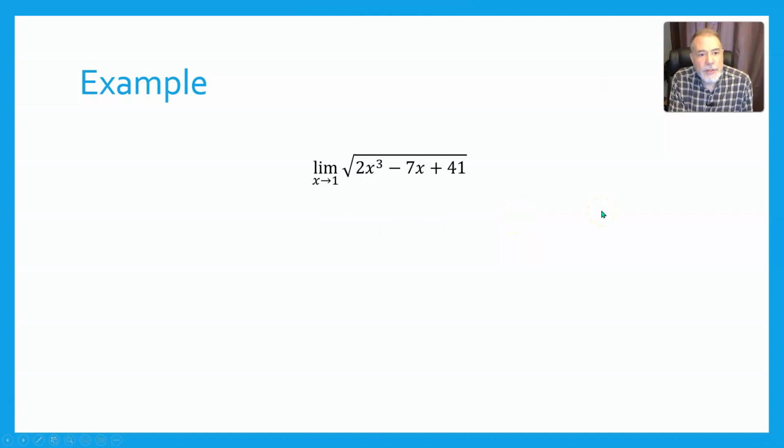Another example, what's the limit as x approaches 1 of the square root of 2x cubed minus 7x plus 41? Well, the 2x cubed minus 7x plus 41 would be approaching a limit of 2 times 1 cubed minus 7 times 1 plus 41, which is 36. And so the square root of that has a limit of square root of 36, which is 6.